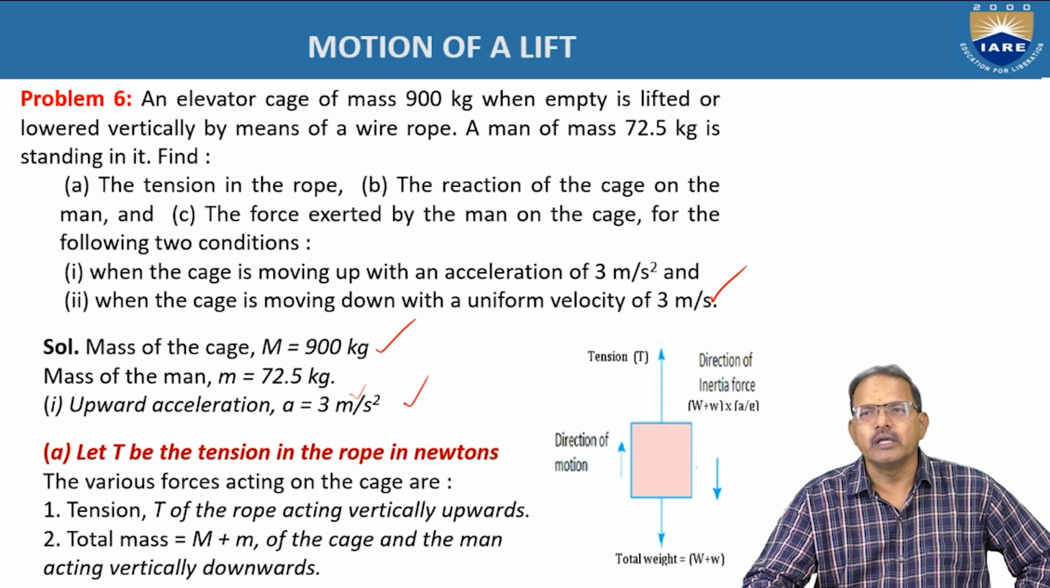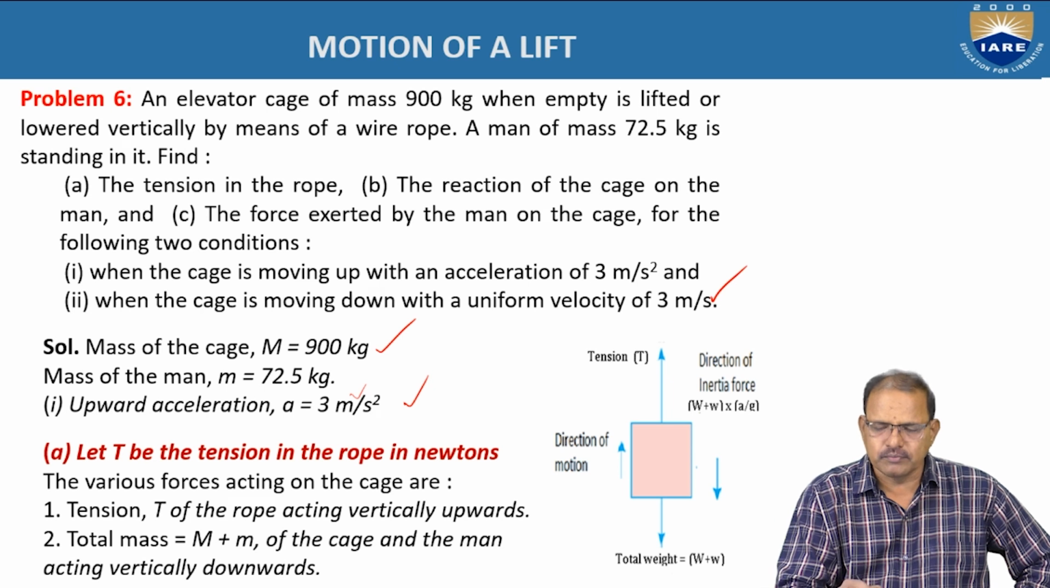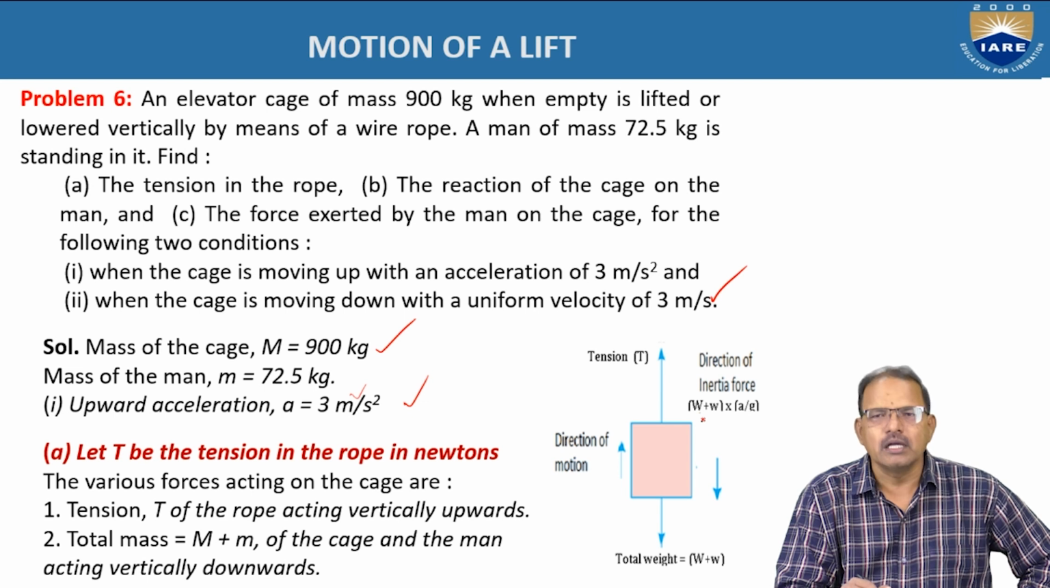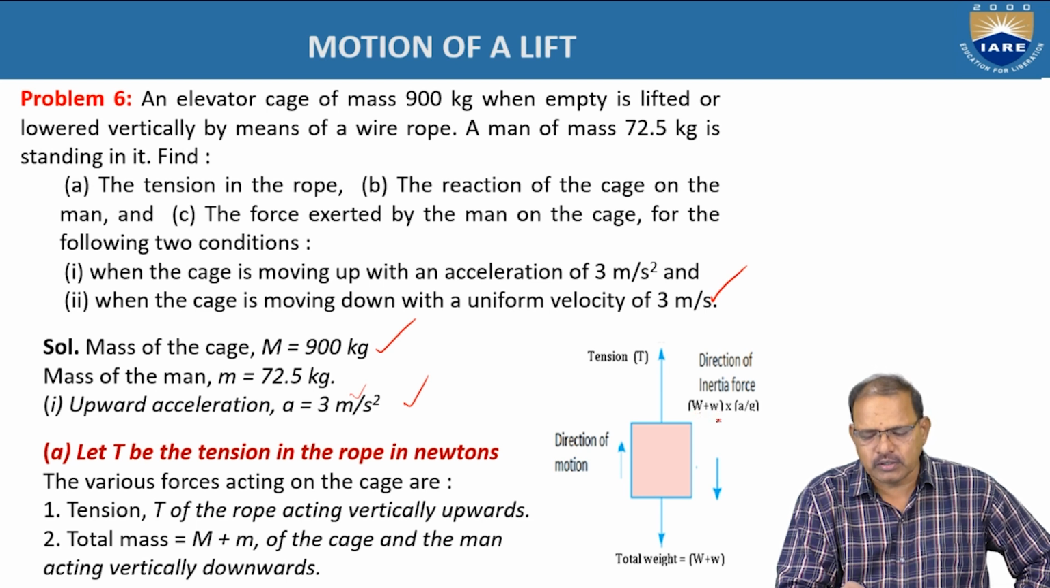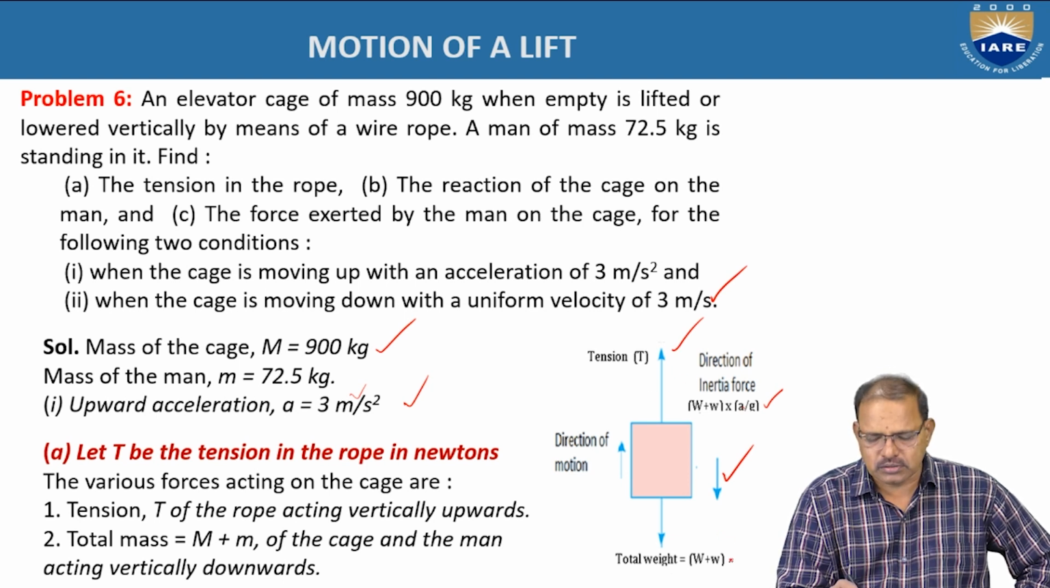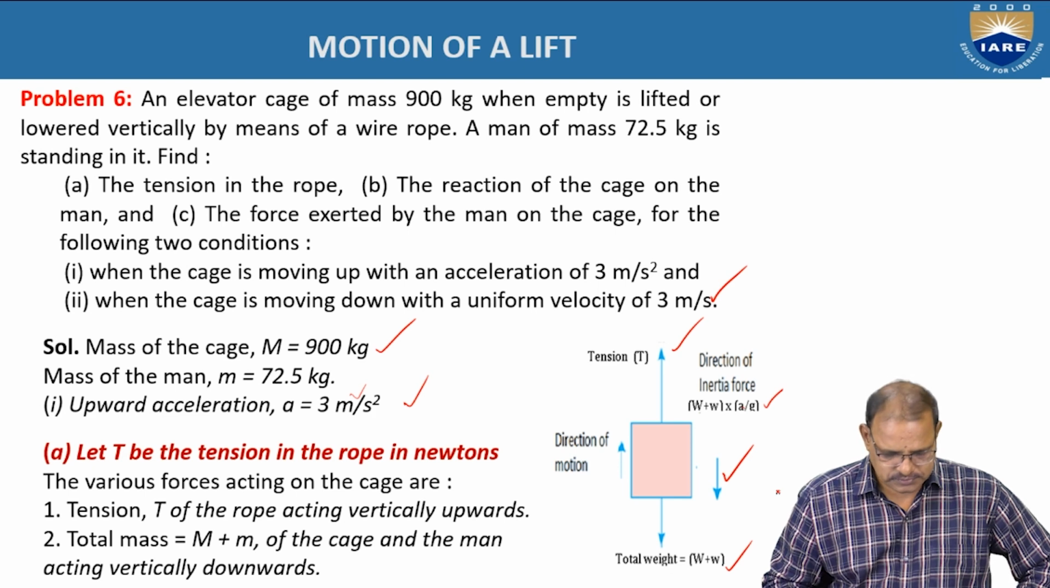Since it is moving in upward directions, the inertia force always acts in downward directions, which is equal to M into A, where M represents the total mass of the cage as well as the person. Here weight is given, hence the total weight is capital W plus small w, divided by g, that is the mass, multiplied by A, equal to the inertia force. But it is acting in downward directions. The tension is always acting away from the object, but it is in upward directions. The total weight is equal to capital W plus small w.